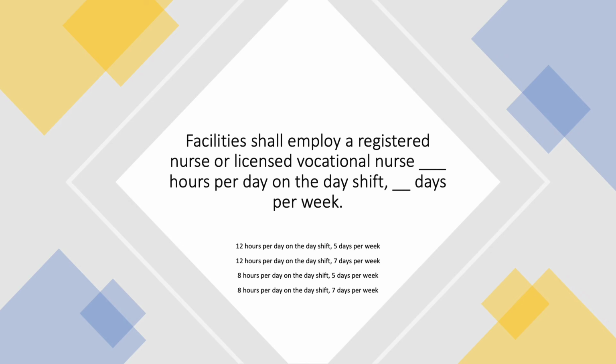All right, moving right along. So, facilities shall employ a registered nurse or licensed vocational nurse blank hours per day on the day shift, blank days per week. So, we have 12 hours per day on the day shift and 5 days per week, 12 hours per day on the day shift, 7 days a week, 8 hours per day on the day shift, 5 days per week, and 8 hours per day on the day shift, 7 days per week. What do you guys think the answer is?